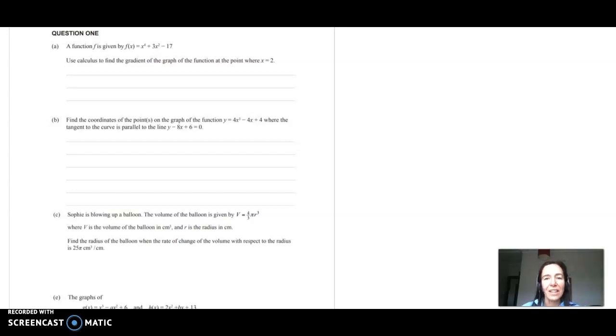Just quickly want to show you how to do a few questions from the calculus level 2 paper of 2019. So this is just question 1, and I'm only going to do derivative-based ones, so D I left out. Okay, so a function is given by f of x equals x to the 4 plus 3x squared minus 17. Find the gradient of the graph of the function at the point where x is 2.